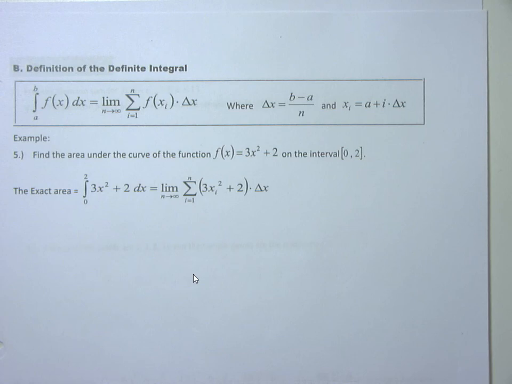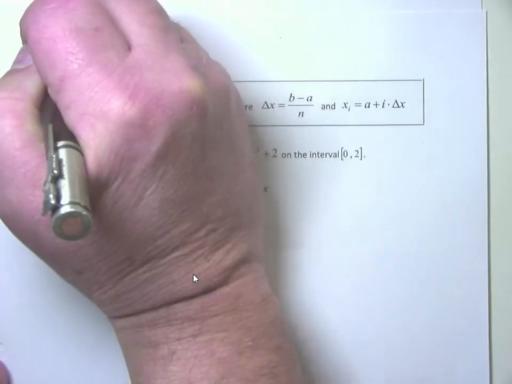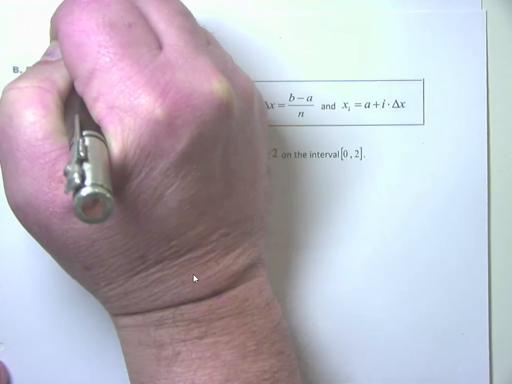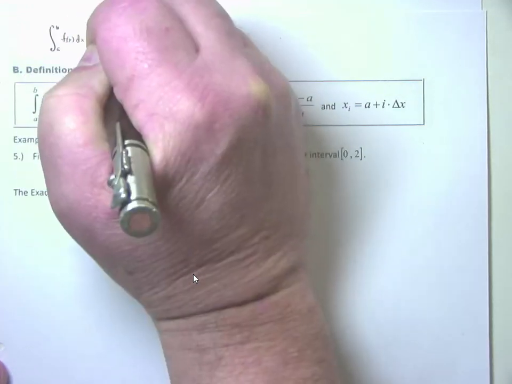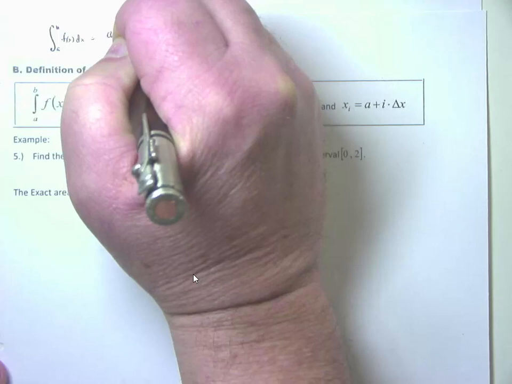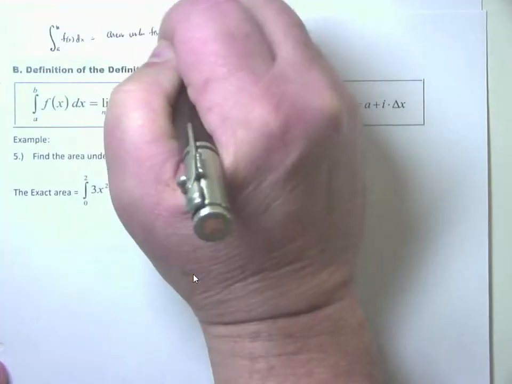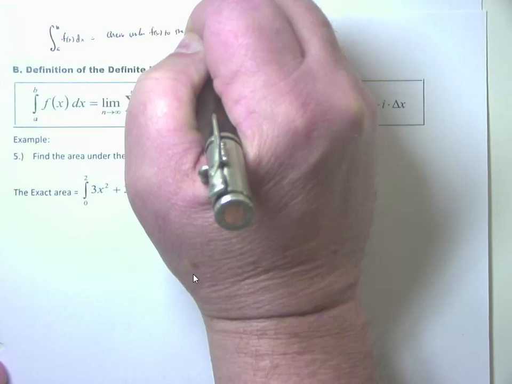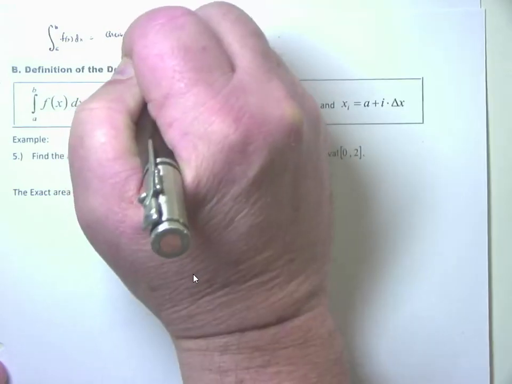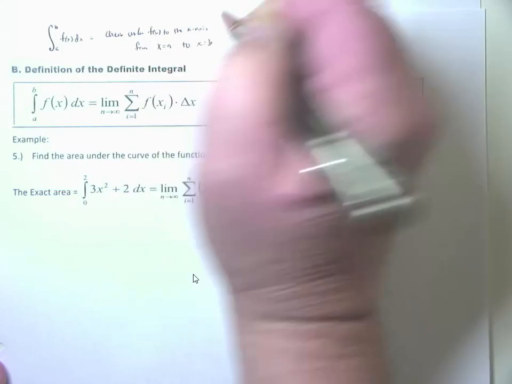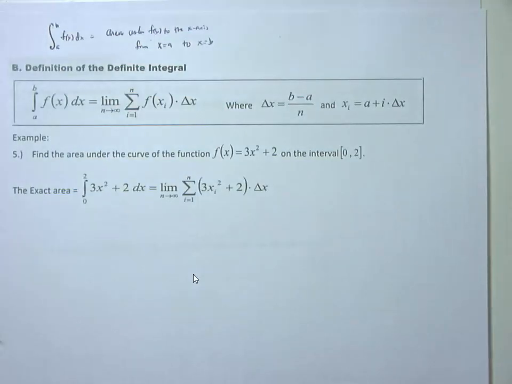So the idea is this. The integral from a to b of f of x dx is actually the area under f of x, back to the x-axis, from x equals a to x equals b. And it's the exact area under the curve, okay? That's what this integral with bounds symbolizes.